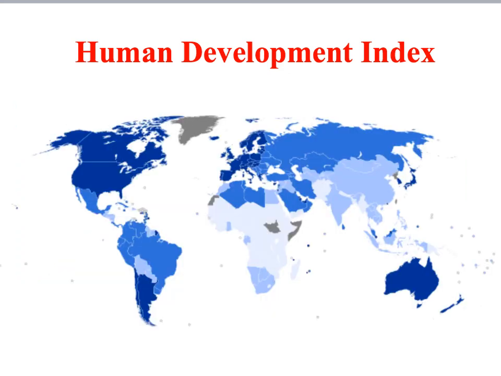So in this map of the world, we see countries colour-coded in terms of how they rank on the Human Development Index. So the better countries, the countries that are near the top, are in the darker blue, and then the paler the colour becomes, the lower the country is on the Human Development Index.